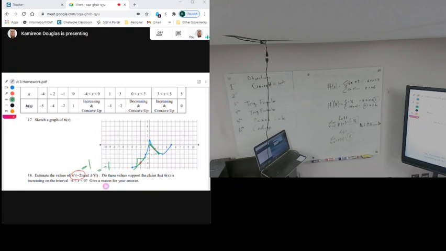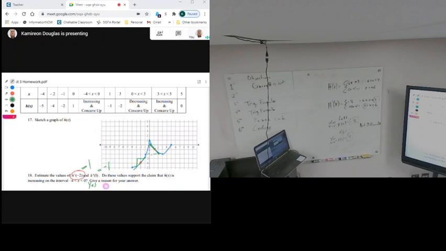Do these values support the claim that h of x is increasing on the interval -4 to 0? Well, what's it mean to be increasing? Going up. In calculus, what's it mean to be increasing? Positive slope. Or the derivative is bigger than 0. Does that support the claim? Yes. Give a reason. Slope's bigger than 0. The derivative is bigger than 0. Any of those would be good.